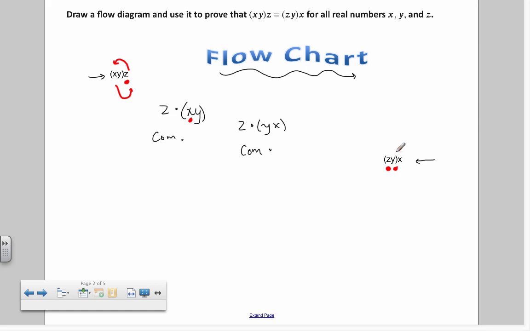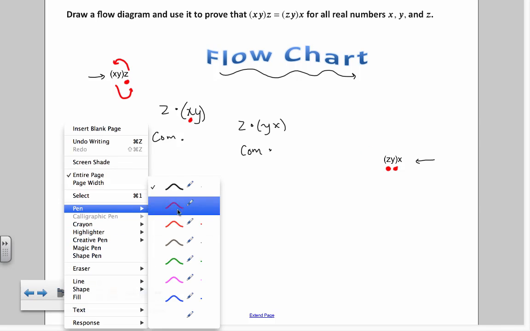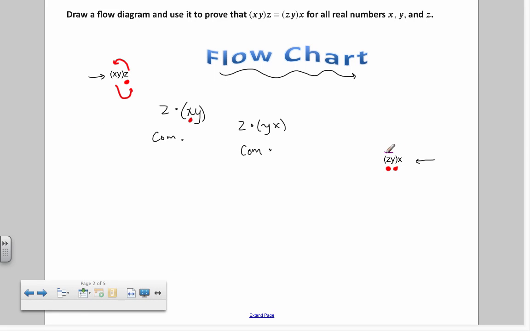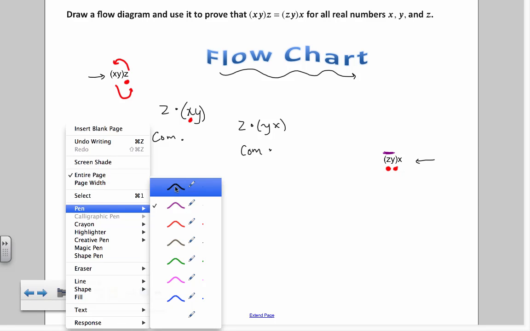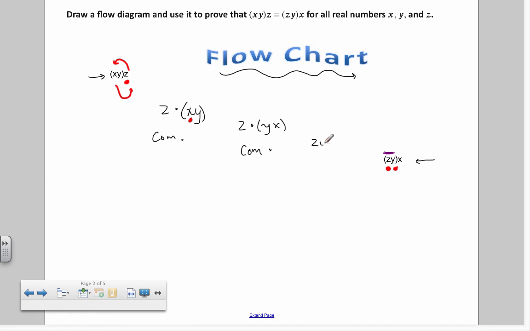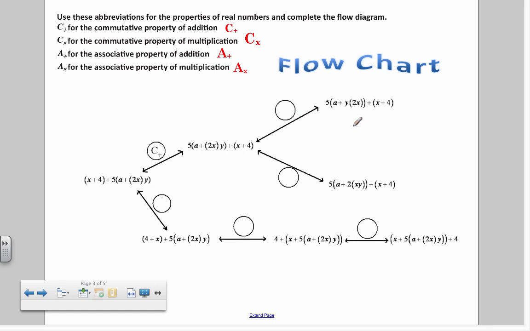And finally, I see that the z and the y are grouped together here. But the z and the y are not grouped together here. So since I'm moving parentheses, I did the associative property of multiplication. And there, my mind flowed, and I went from one step to the other so that I got to the end that I was looking for.